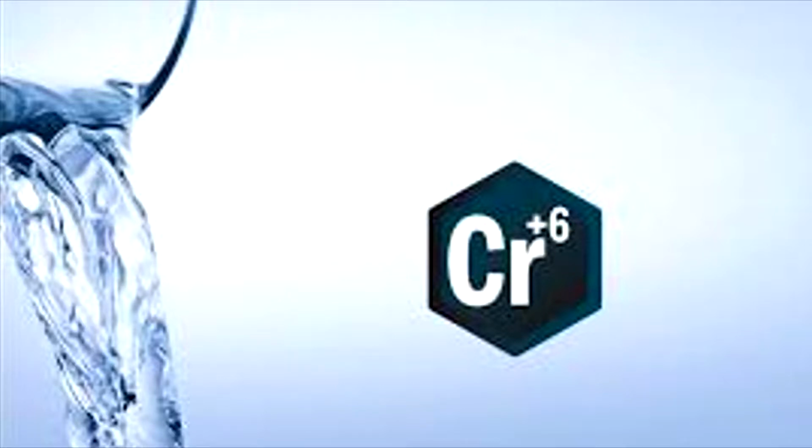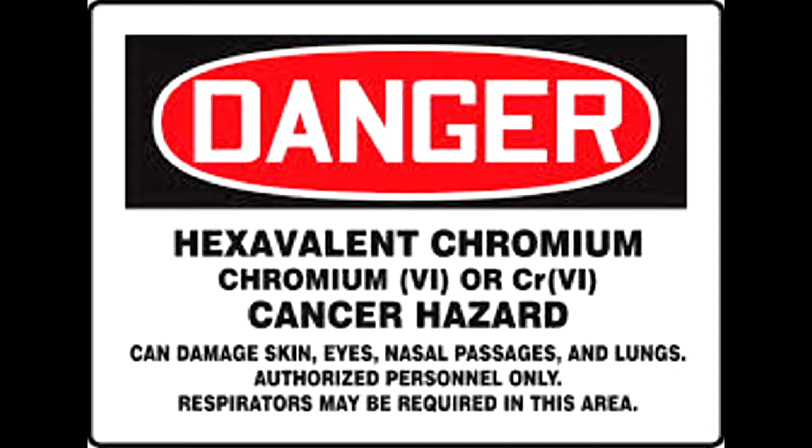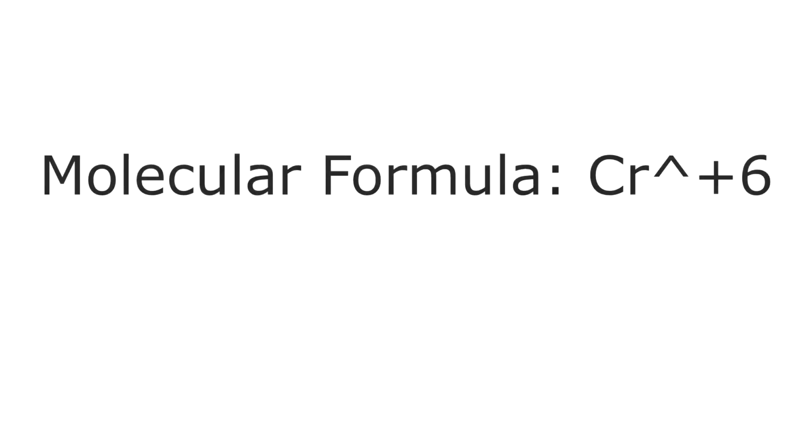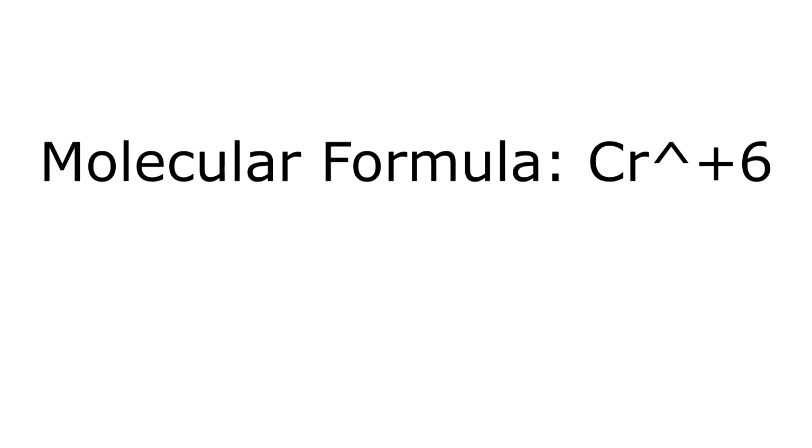Chromium-6, also known as hexavalent chromium, is a chemical compound in which the element chromium resides at the +6 oxidation state. It is classified as a carcinogen, although not all of the acute and chronic side effects it produces are carcinogenic. Its molecular formula is Cr+6.